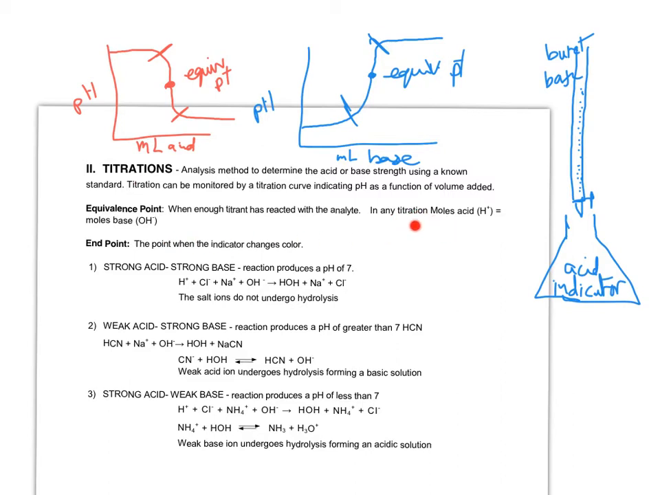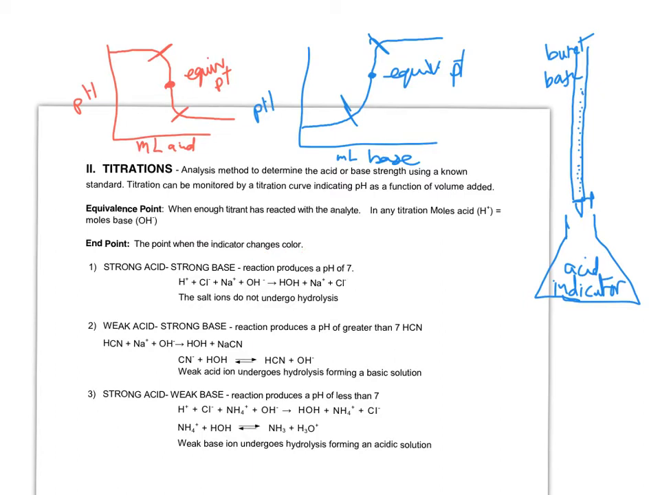If it's a 1-to-1 ratio, which we'll see this year, we're not going to do any stoichiometric ratios that are not 1-to-1. In this case, the moles of the acid are going to equal the moles of the base that I'm using. Now the end point, typically we try to have the end point where the equivalence point is, but that's not exactly when it happens. So the end point is when the indicator changes colors.